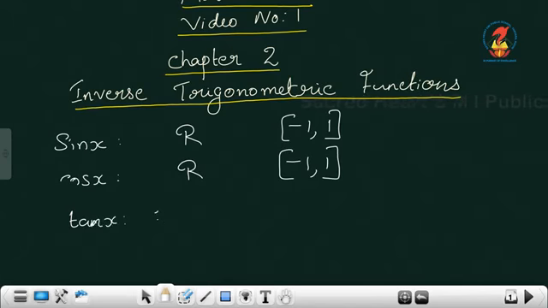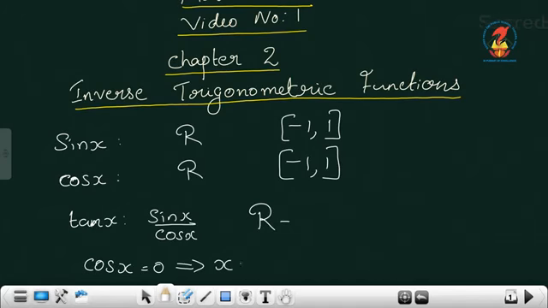Tan x. Tan is defined as sin x by cos x. So it's a rational function. Sin x by cos x means it's a rational function. For rational function, the domain means this denominator part cannot be 0. So the domain is R minus, not R. We have to subtract those values at which this cos x is equal to 0. When this cos x is 0, cos x is 0 implies x is equal to 2n plus 1 pi by 2. This also last year we studied.